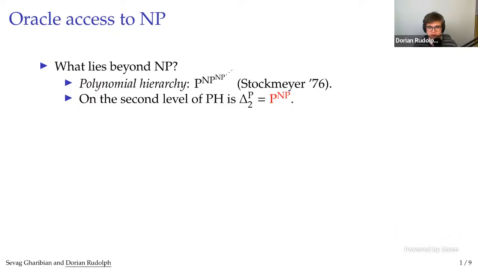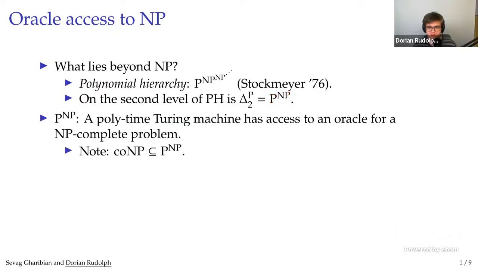Generally, we say P to the C for the complexity class that can be solved by a polynomial time Turing machine with access to an oracle for a C-complete problem. To gain intuition, note that co-NP is contained in P to the NP. By restricting the queries the Turing machine is allowed to perform, one can define weaker complexity classes.